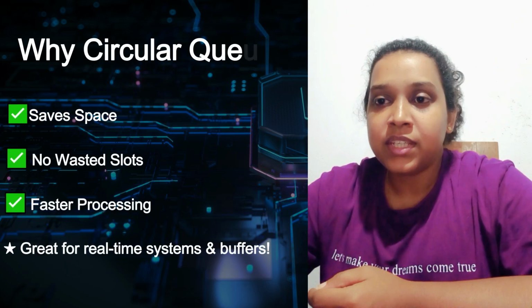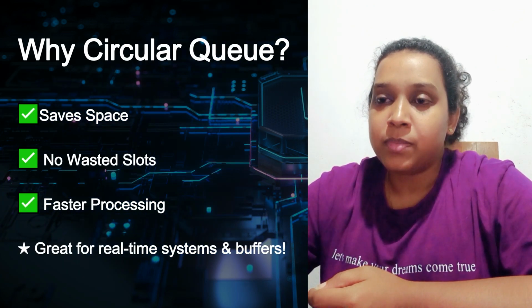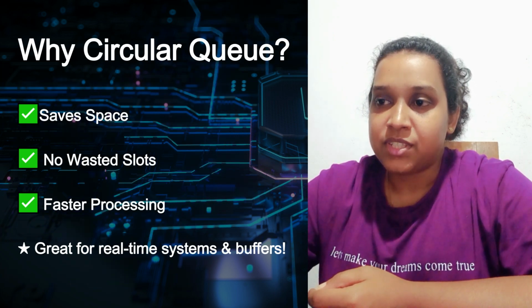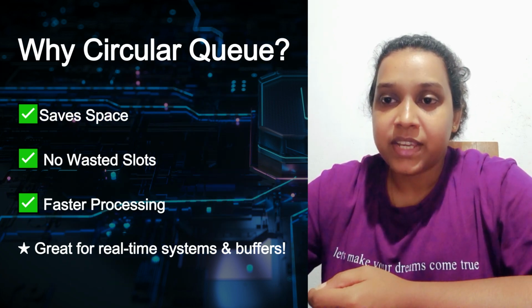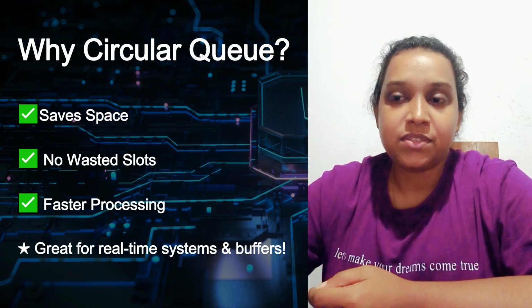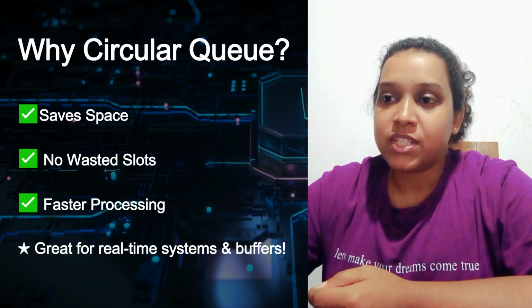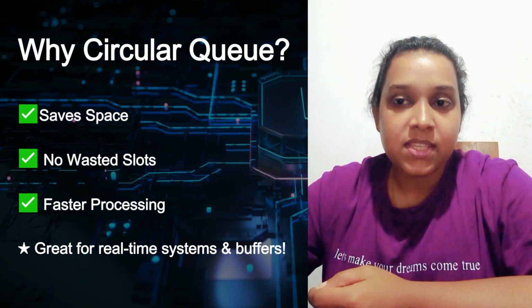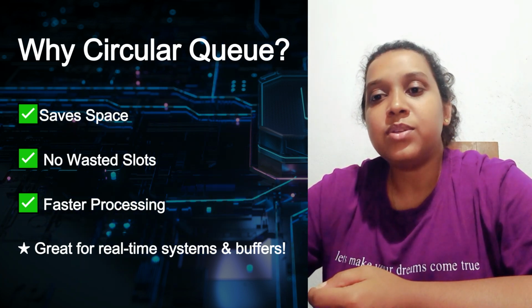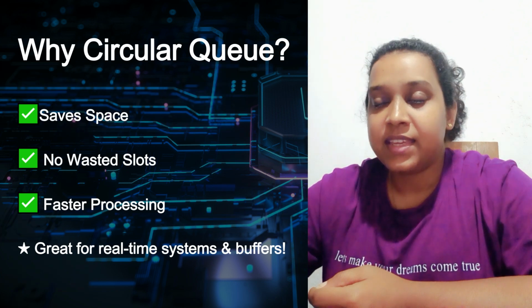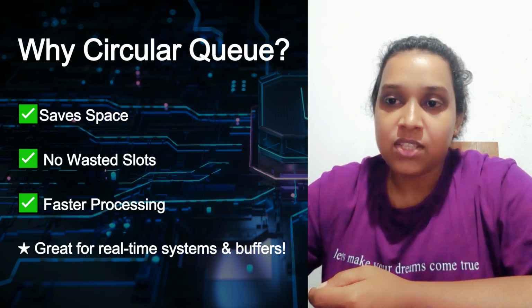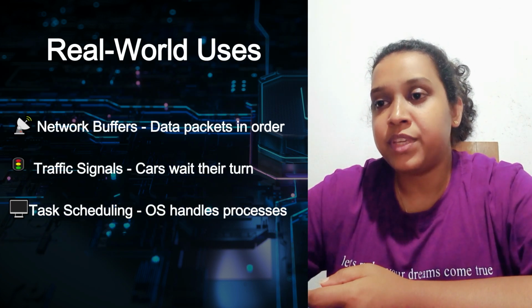The circular queue fixes the problem we talked about earlier. It reuses spaces efficiently. This makes it great for scenarios like network buffers, CPU scheduling, and real-time systems where space and time are limited. Circular queues are way more efficient in the long run, especially when we are dealing with large volumes of data.